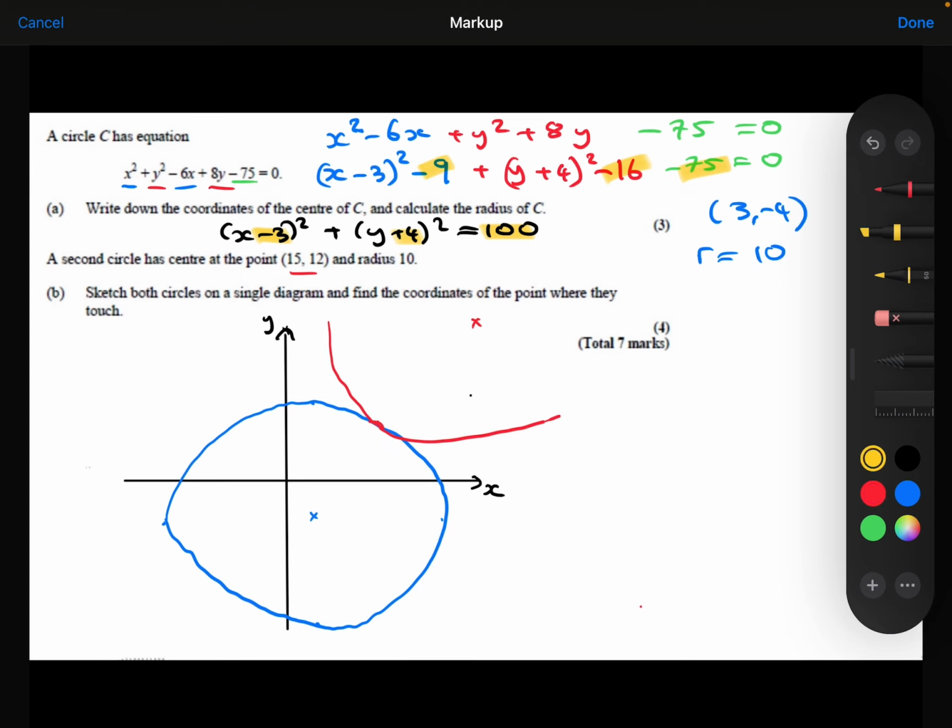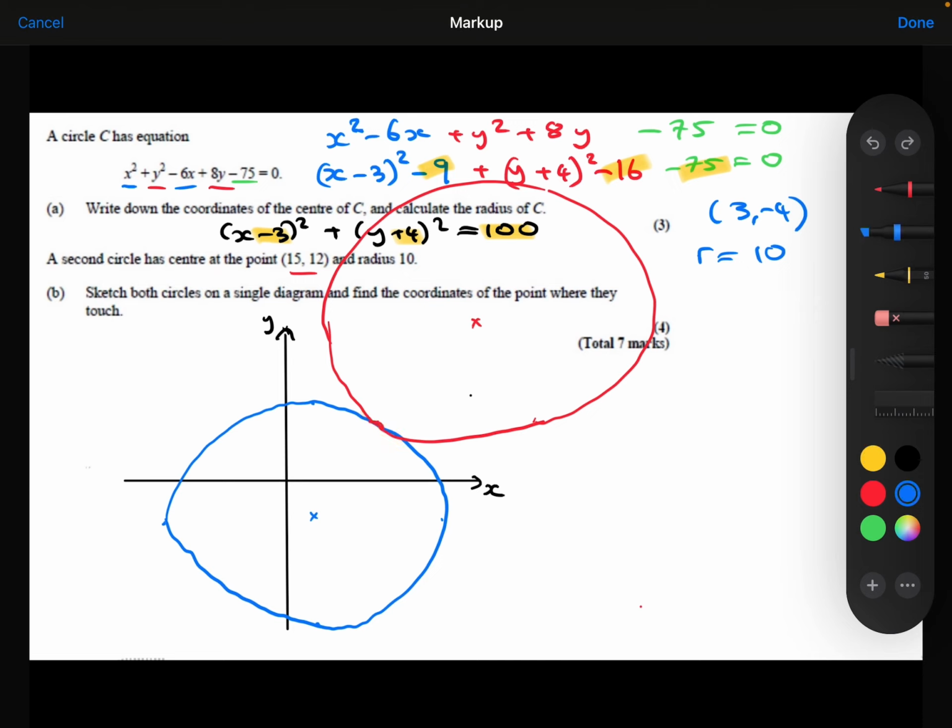Now, given the way the question is worded, where they touch, it makes me think it's probably going to be this one here. So I think it's probably going to look like this. But how do I know for sure that they're just touching here?